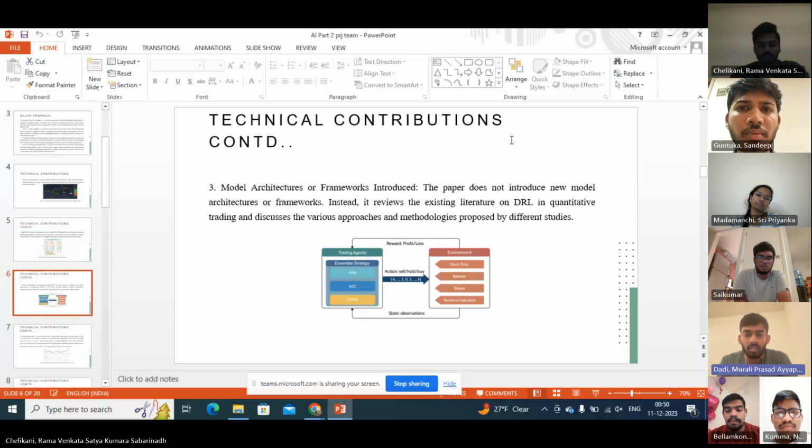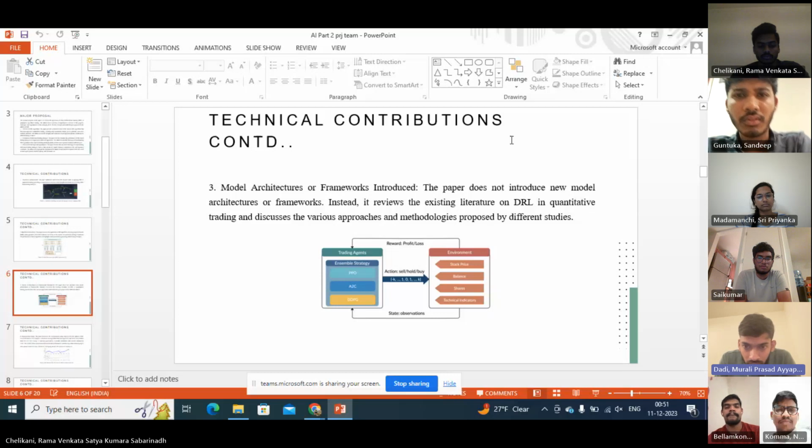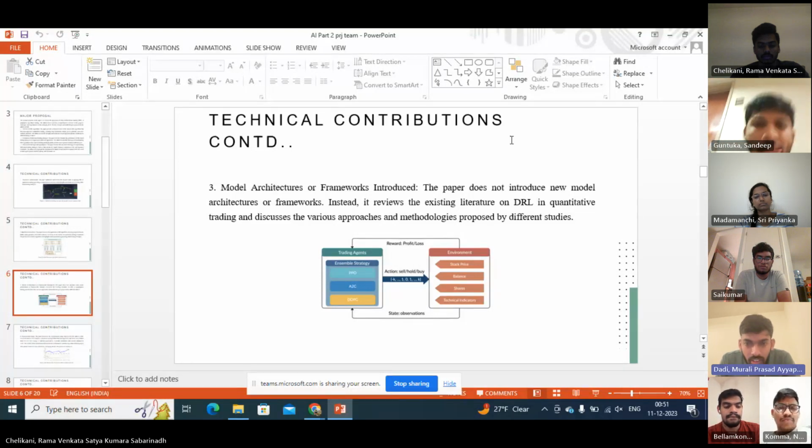And we have model architecture frameworks. We introduced one more model architecture in this paper. These new model architecture frameworks review existing literature on DRL quantitative trading, and also discuss various approaches and methodologies proposed from different studies. Once the trading agent is sent to another medium, the environment connects to the stock price. These are the variables, each connected to each other, and it's connected to the back stock. So everything is aligned in the same manner. Go to the next slide.